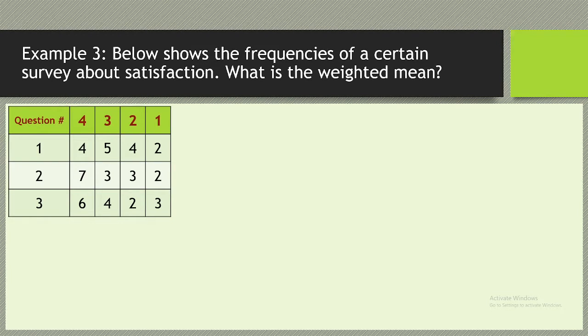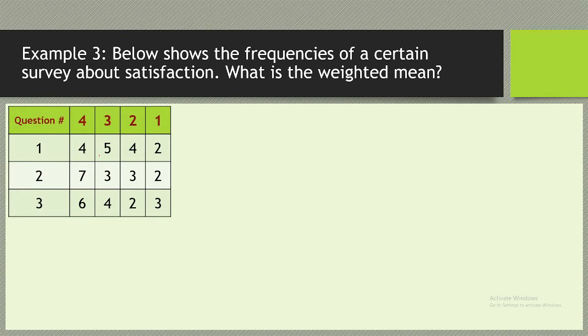Now, you tallied the results and you were able to come up with these frequencies. 4 rated 4 over question 1. For question number 1 again, 5 rated 3. 4 rated 2. 2 customers rated 1 for question number 1. The same thing with the other questions. For question 2, 7 rated 4, 3 rated 3, so on and so forth. Question 3, 6 customers rated 4, so on and so forth.